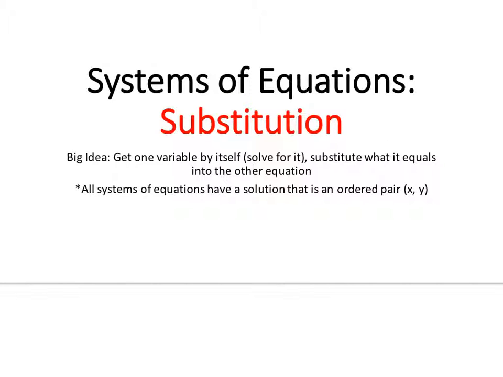All right, so far this unit in systems of equations, we have learned to solve systems using two methods. The first was graphing, the second was elimination. Today we're going to learn the last one, which is substitution. The big idea with substitution is that you want to get a variable by itself or solve a variable. When you get one variable by itself, you're going to substitute what it equals into the other equation.